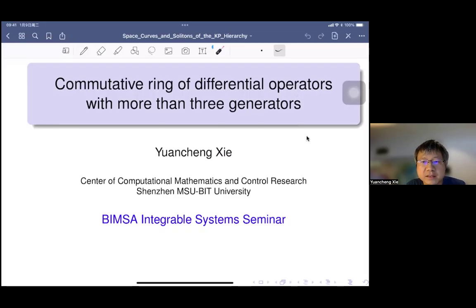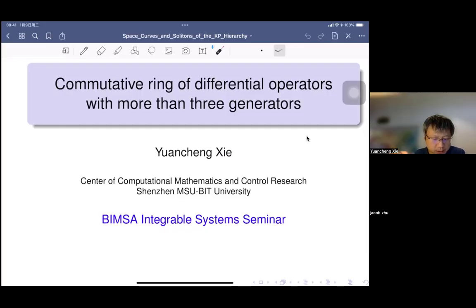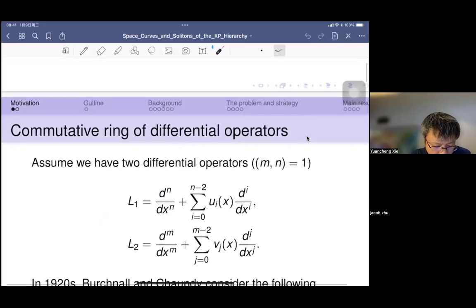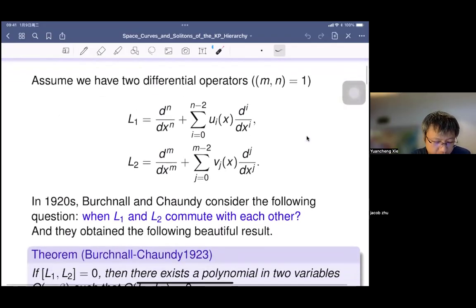Okay, thank you. First, I would like to thank Andre and also Ivan for the invitation, and thanks for their introduction. So today I'm going to talk about a story that connects commutative rings of differential operators and algebraic curves. Okay, so first let's begin with a classical problem.